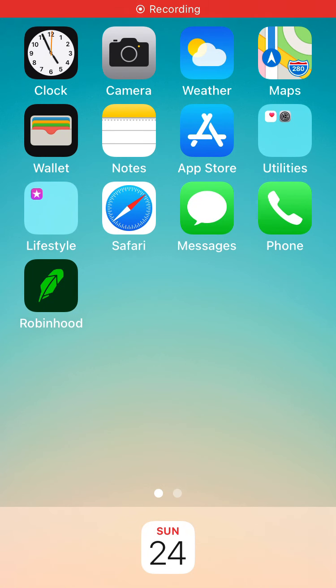I'm going to show you the Robinhood app from top to bottom. Everything you need to know.